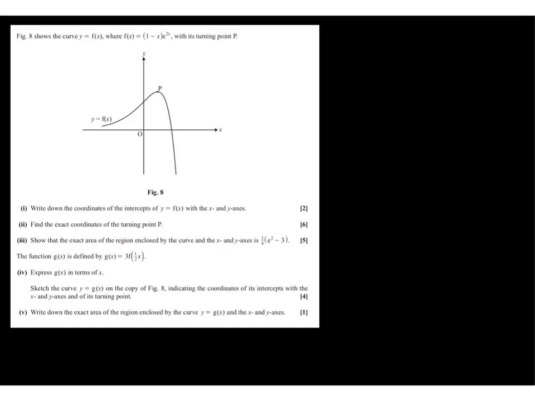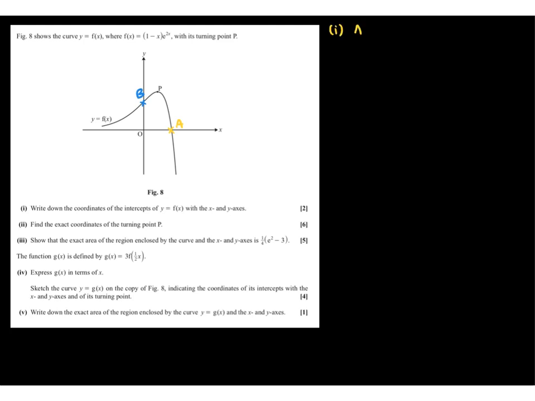So in this example, we have another more complex question. Let's take a look at everything we've got to do here. So first part, write down the coordinates of the intercepts of the curve with the x and y axes. So we've got this point over here, which I'll call A, and this point over here, which I'll call B.